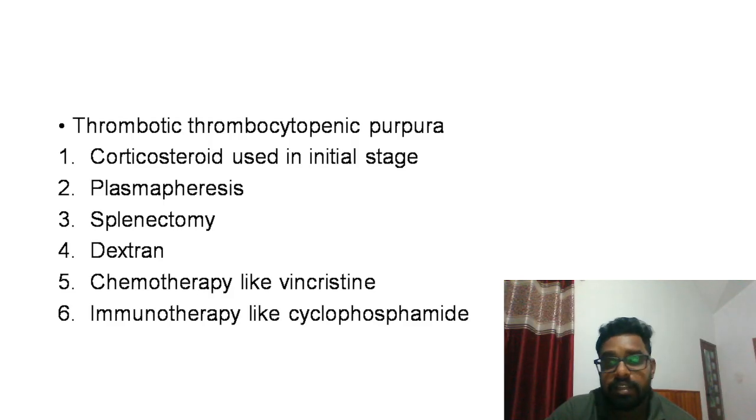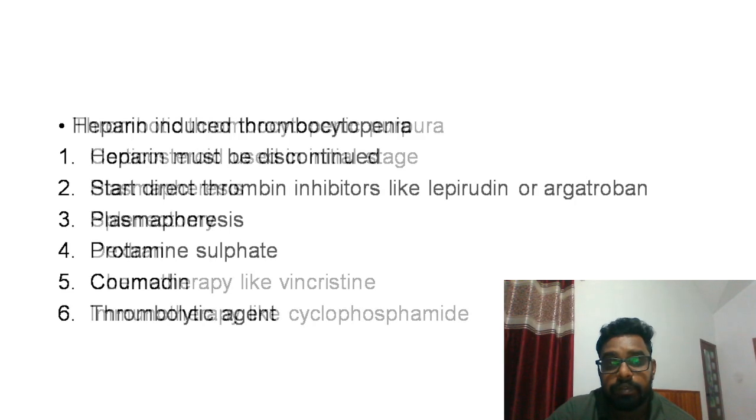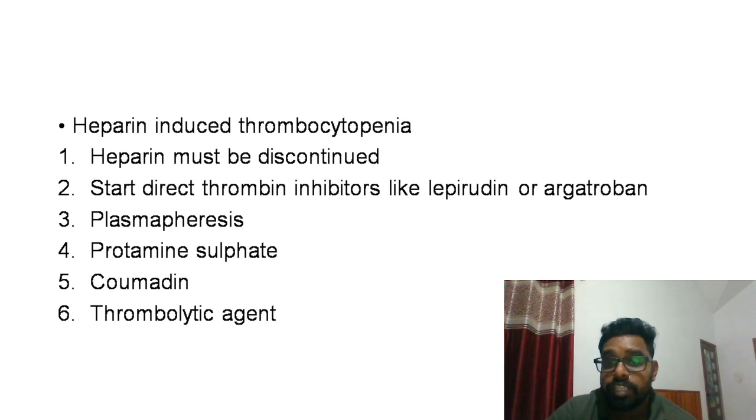These are the management. Heparin-induced thrombocytopenia: the thing to note here is to stop the heparin. If the patient is currently taking heparin, discontinue the heparin and start direct thrombin inhibitors like lepirudin or argatroban. Then plasmapheresis will be done.